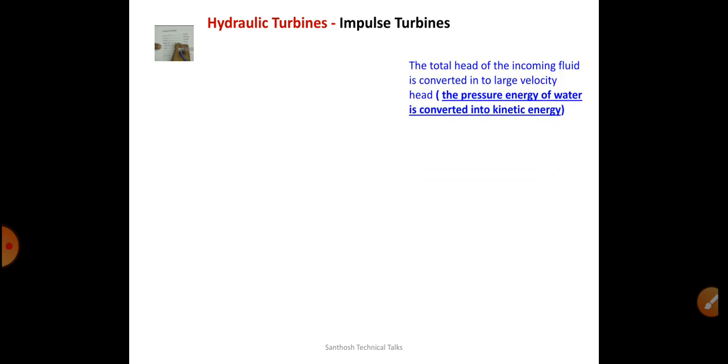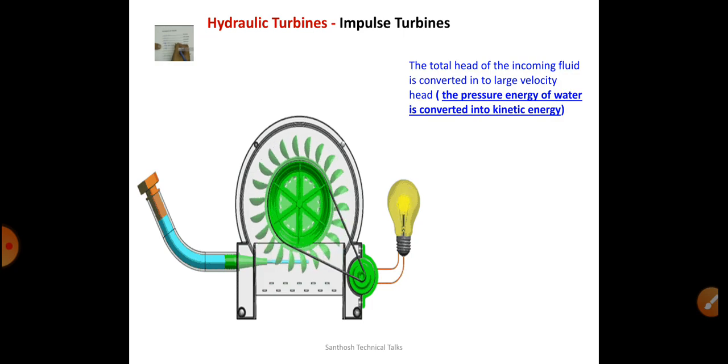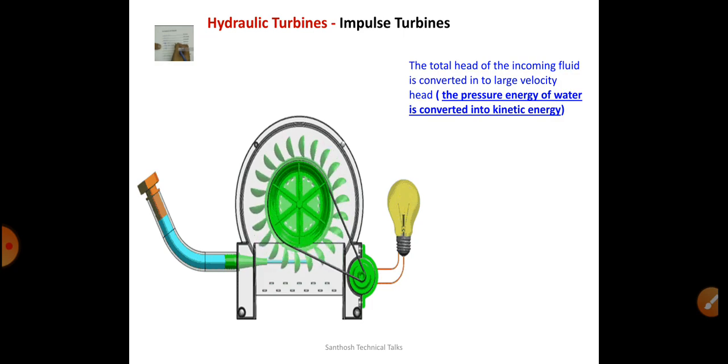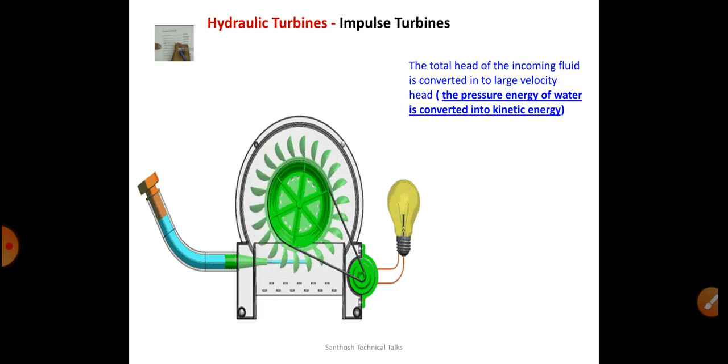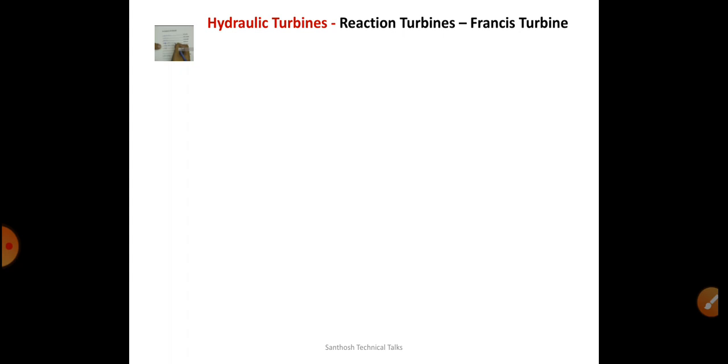Next is the impulse turbine, which converts the total head of the incoming fluid into a large velocity head. That is, the pressure energy is converted into kinetic energy by means of a nozzle. The nozzle puts a high velocity stream on the turbine blade, and by means of the impact, it will run. So the working principle is clearly given in the diagram.